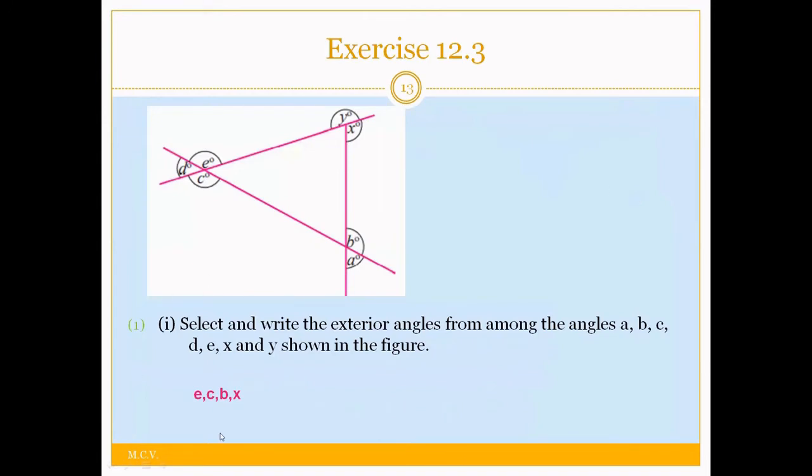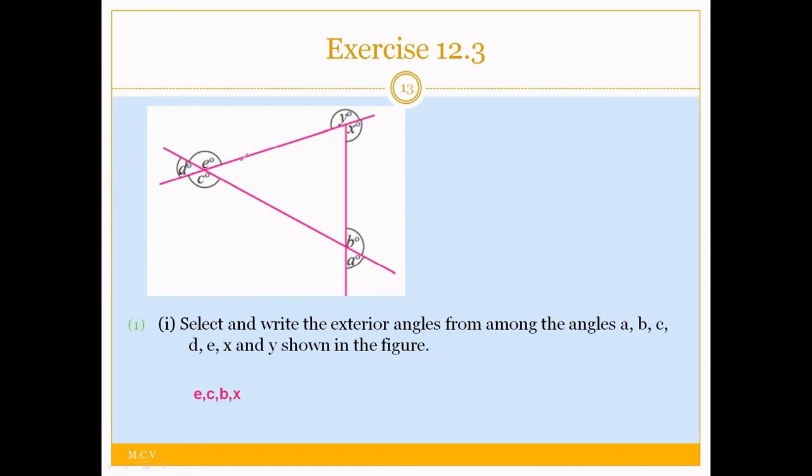Look at exercise 12.3. You have to select and write the exterior angles. Here different letters are there, A, B, C, D, E, X and Y. What are the exterior angles? What are the two arms of an exterior angle?